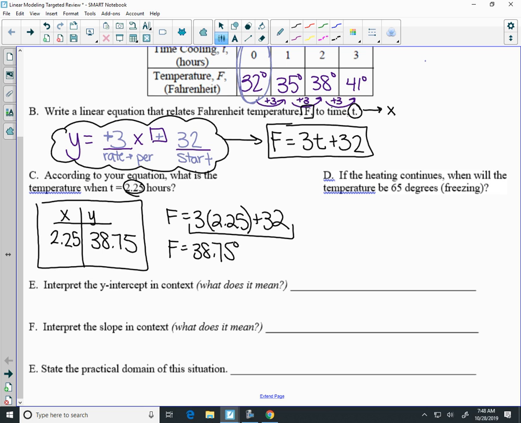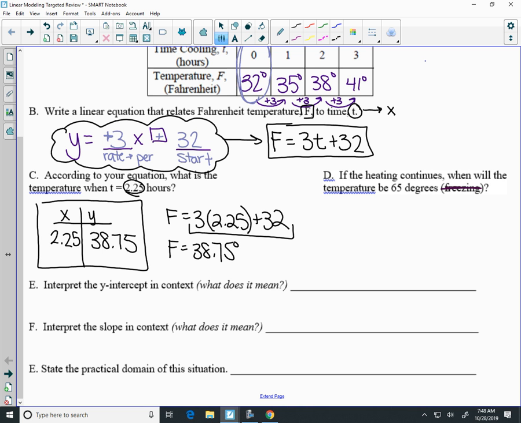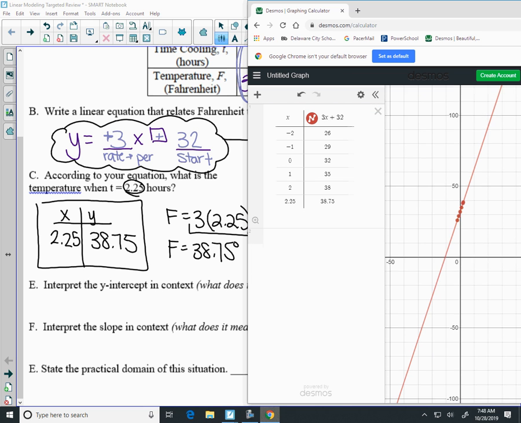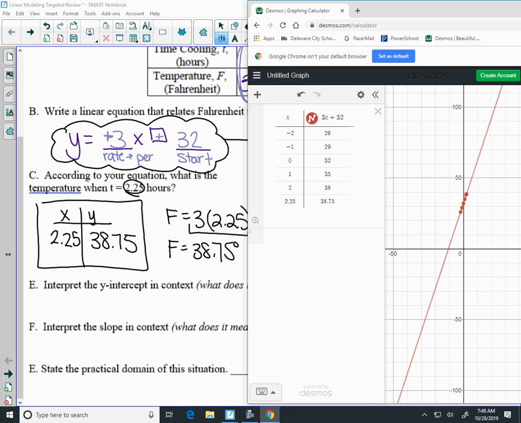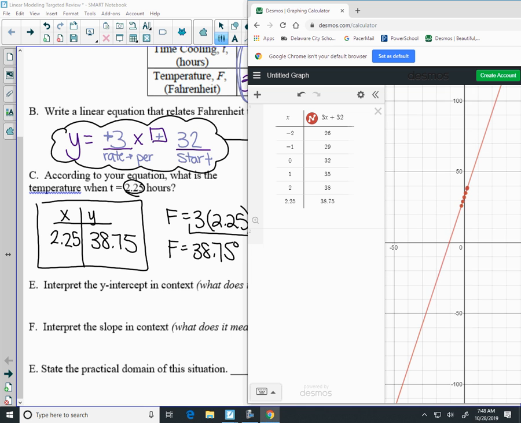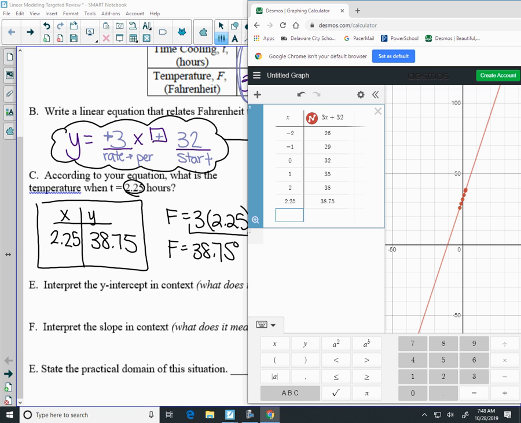If the heating continues, when will the temperature be 65 degrees? Sorry, it doesn't make any sense that it says freezing there. Our temperature is rising, so when are we going to be at 65 degrees? With Desmos, you can scroll along this line a little bit. We can put in values for our x's and see if we can get close, or you can solve the equation. I think what you guys have been liking to do the most is kind of guess and test with Desmos, and I love that.